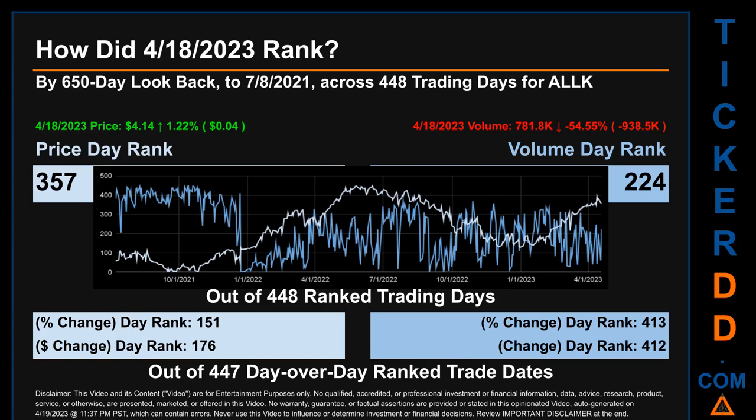The line graph overlays price and volume's daily ranking, as shown respectively in light versus dark blue, across those target days' trading days. In this view, essentially the dips are good whereas the spikes are bad. The price's day-over-day percentage change, jumping 1.22% on April 18, 2023, had a day rank of 151, while its dollar difference of 4 cents had a rank of 176 when compared day over day across 447 trading days. Volume's percentage change and difference were ranked respectively at 413 and 412.